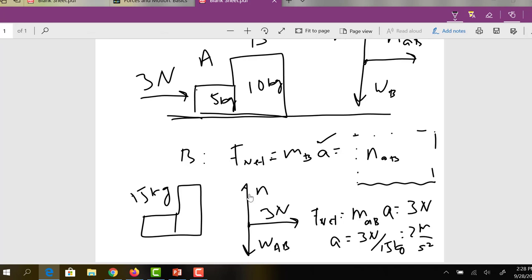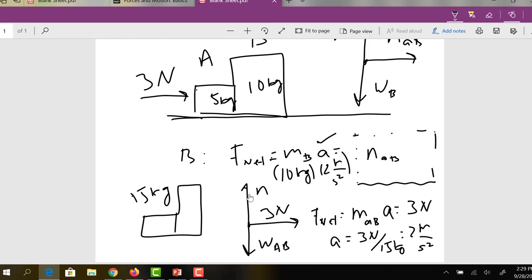That means block A and block B also have the same acceleration. So then I can come back over here and put in this 2 meters per second squared. Okay, space is getting a little bit tight, but I can do that here. This is 10 kilograms, and now I've solved for A. This is 2 meters per second squared.